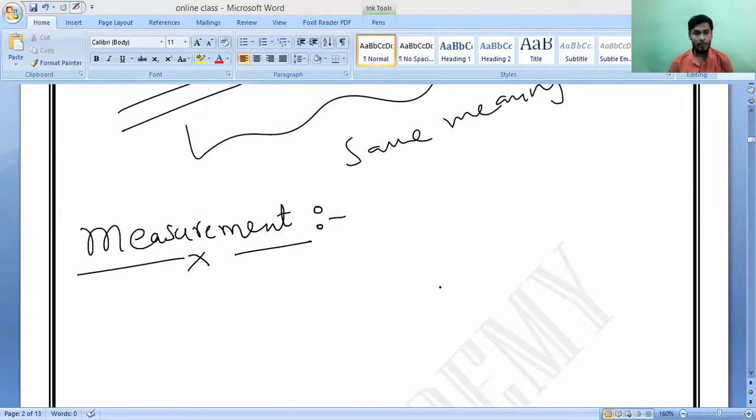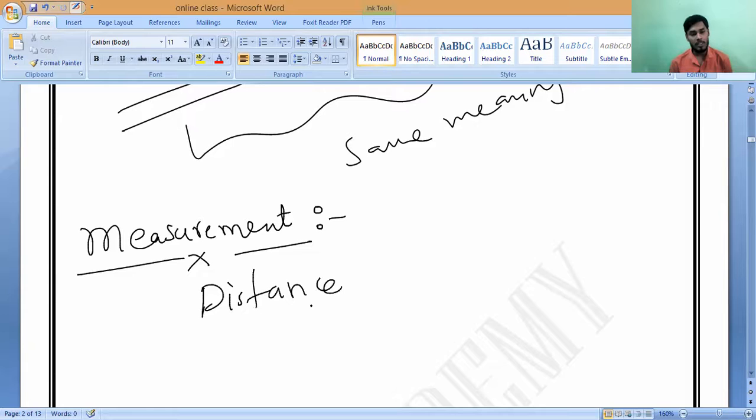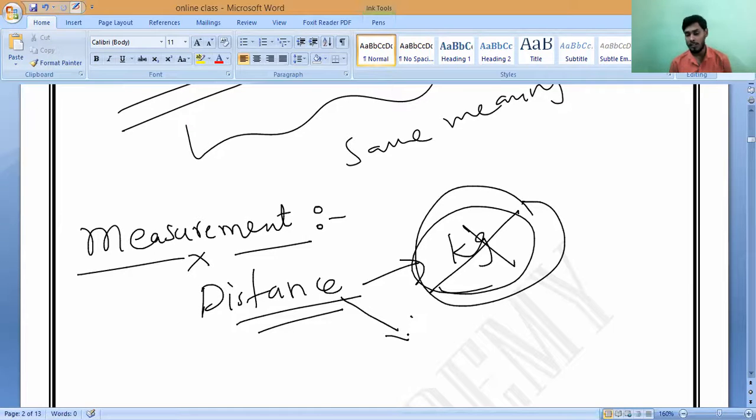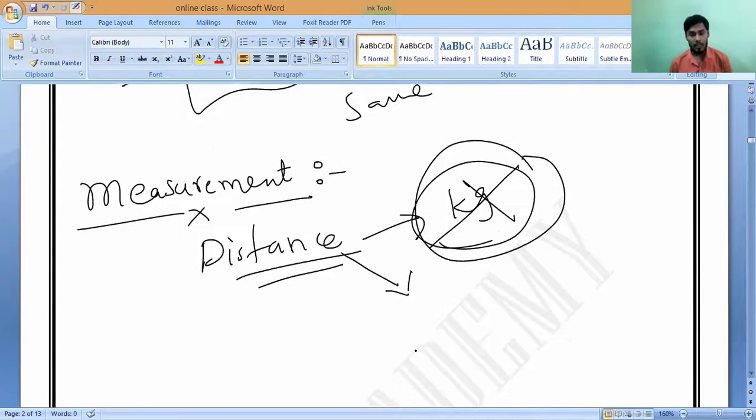Suppose we have a distance. How can you measure the distance? Please let me know, anybody. Is it possible to measure the distance in kilogram? No, sir. No, it is not possible to measure the distance in kilogram. So we have to measure the distance in the right unit. What is the unit of measurement? What is the right unit of measurement for this? Length. Kilometers? Very good. Is it only kilometers?